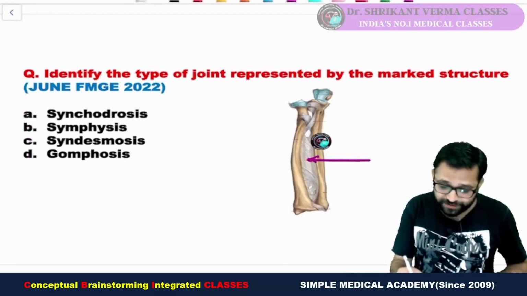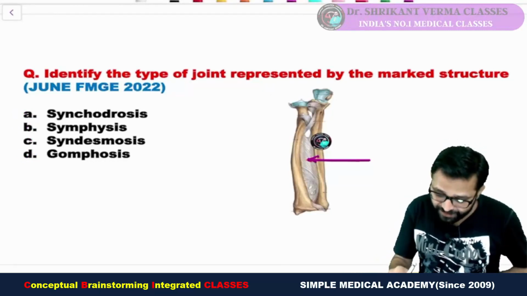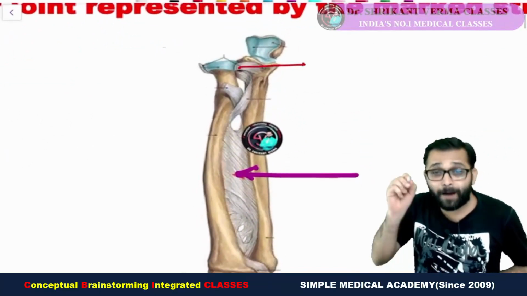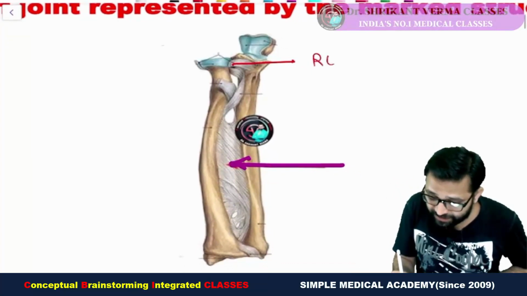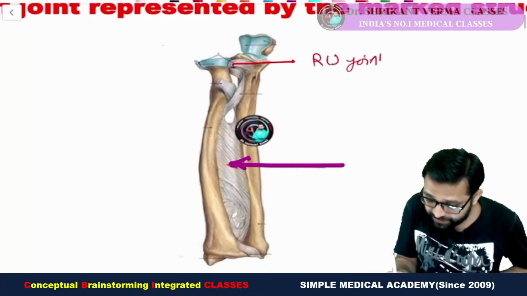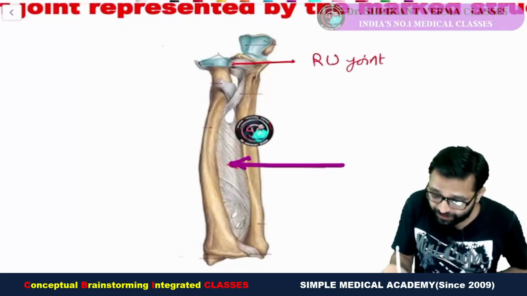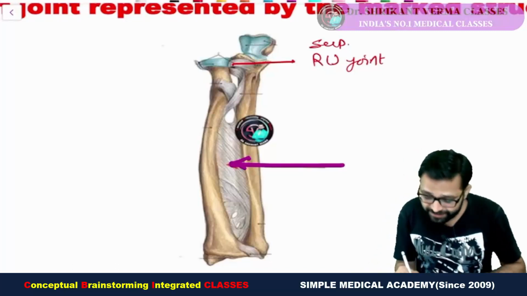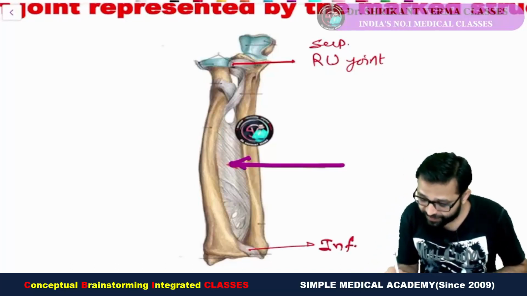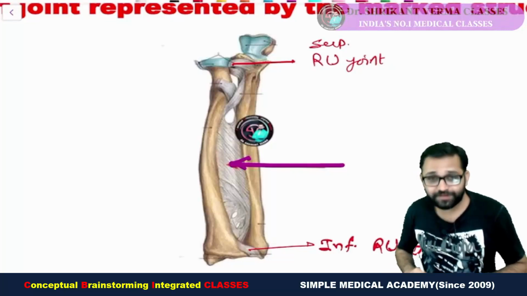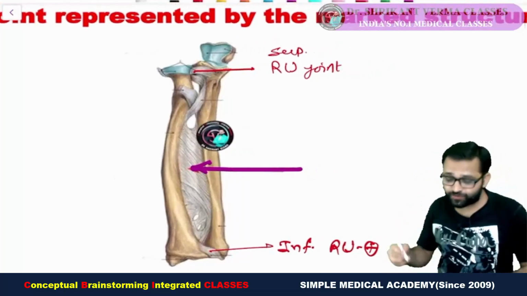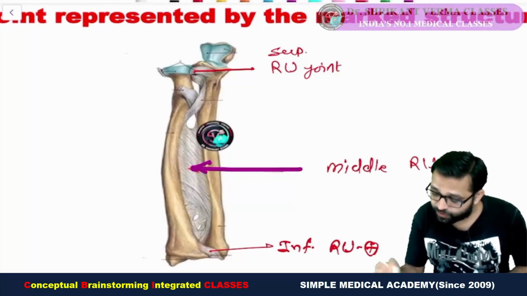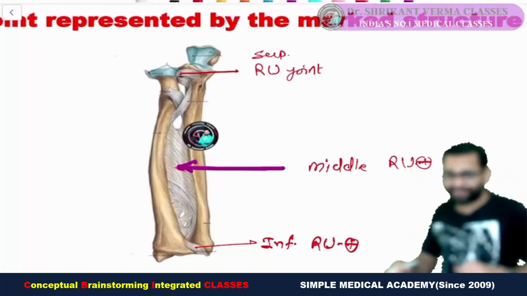So we are going to look for this. See here, this is our radius and ulna. You will observe this is the upper end of the radius, so this is the radio-ulnar joint. Yes, it is upside, so this is our superior radio-ulnar joint. Are you getting the point? And in a similar way, here you can see the inferior radio-ulnar joint. Agree everyone? This is the inferior radio-ulnar joint. So this will be your middle radio-ulnar joint. Okay. So there are 3 radio-ulnar joints.